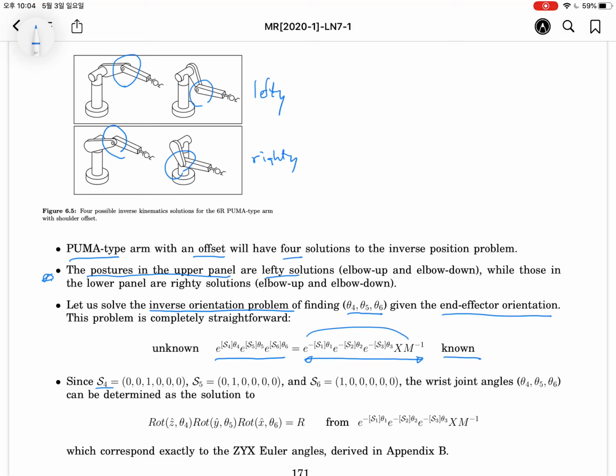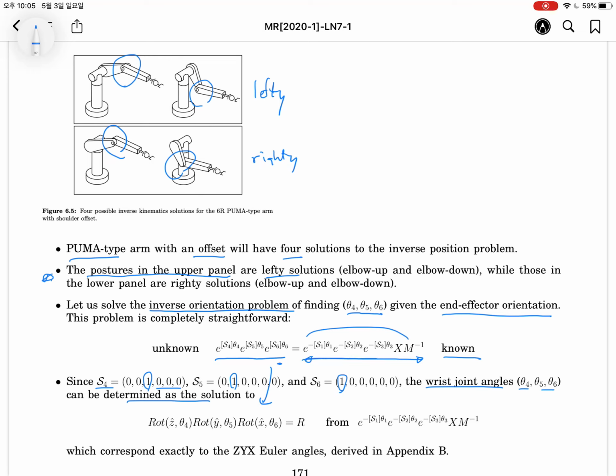Maybe the screw axes, the joint screw axes, will be the z-axis, y and z. Maybe we will have zero linear velocity because we have the common wrist center, orthogonally aligned. Wrist joint angles theta 4 through theta 6 can be determined from this equation.